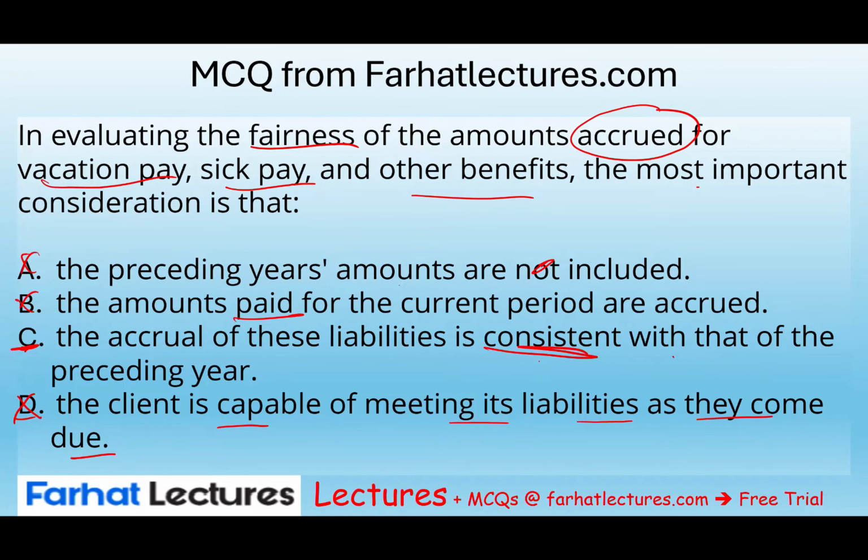And this is one of the most important considerations in determining the fairness of the amount accrued for vacation pay, sick pay, and other benefits. Why? As I mentioned in this recording, analytical procedures for payroll are very predictive. So if last year we had an accrual of 50,000 for vacation, sick pay, and other benefits, assuming everything is the same, you can predict the number to be 50,000. Unless you have more employees, fewer employees, or you change the policy of vacation, sick pay, and other benefits. Otherwise, last year is an important consideration in determining the fairness of this year. Therefore, the answer is C.